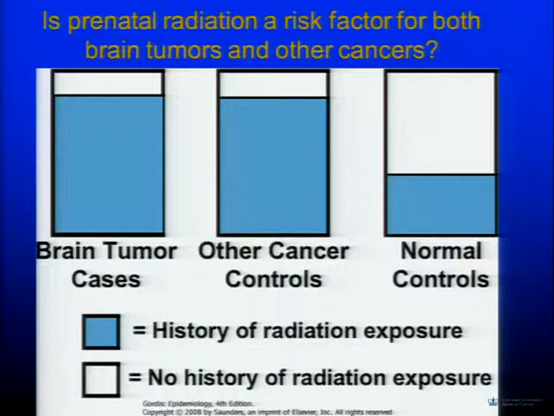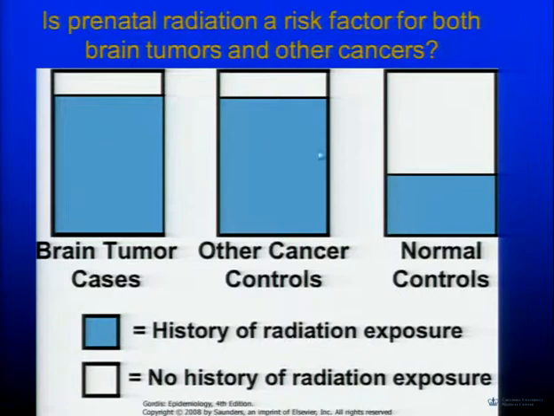If you were looking at prenatal radiation as a risk factor for brain tumors and other cancers in children, this is going to be brain tumor cases. Then because you're concerned that there might be recall bias, you say, I'm going to ask other cancer controls because maybe their recall bias would get similar rates, and then I'm going to look at normal controls. The blue is indicating the percent of people that say that they had a history of radiation exposure.